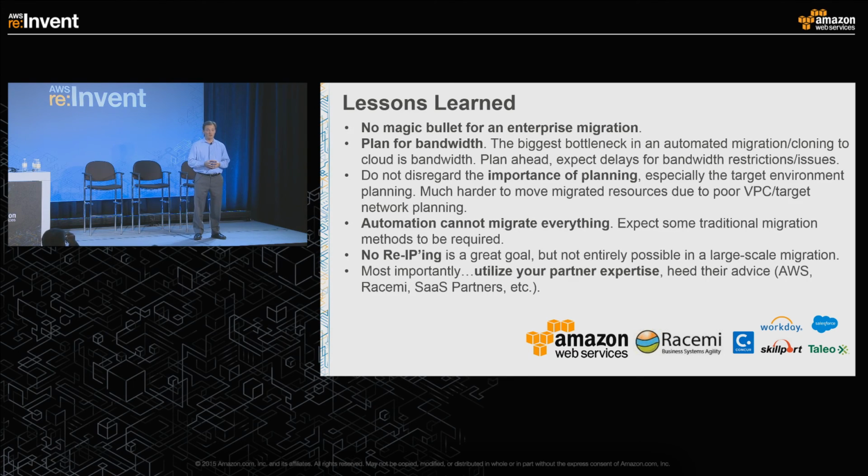But through the partner network, we could help identify which systems have a high chance of not being a good candidate for the automated flow and might need to go through a traditional migration. No re-IPing was one of the goals we had, but we couldn't quite achieve that. You have to expect that you're going to have to do some re-IPing, especially in a large-scale migration.